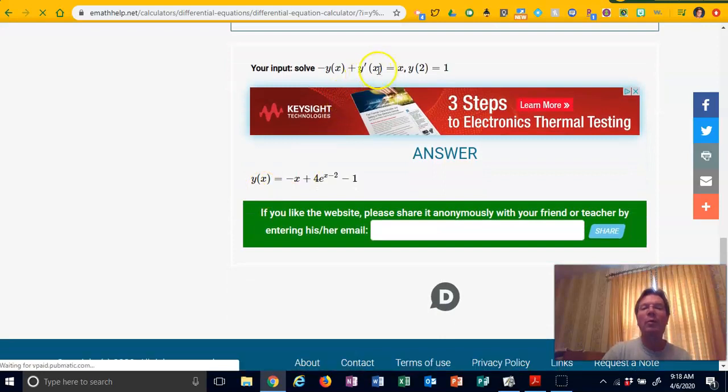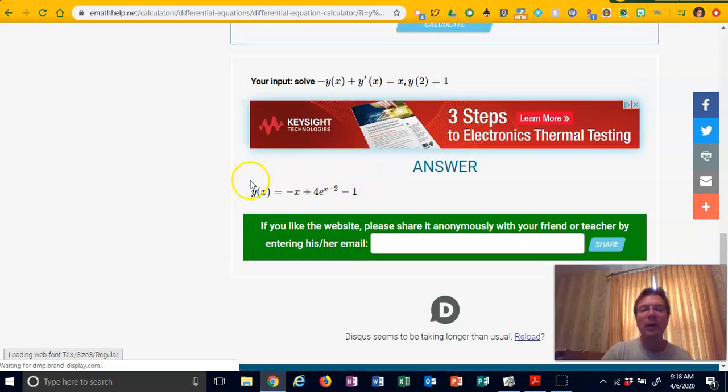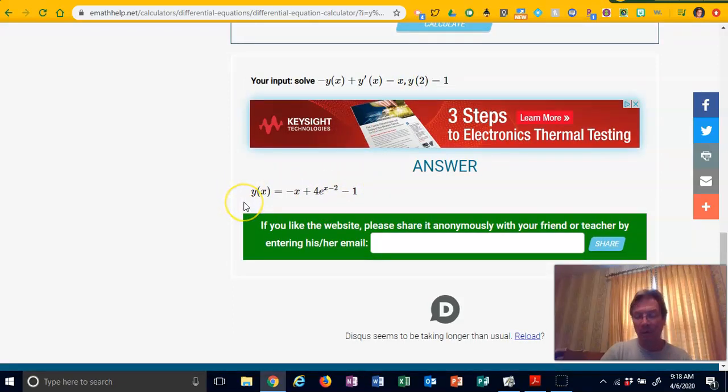All right, so it wrote it really weird here, but it knows that if I added y to both sides here, it would say that y prime is equal to x plus y. And here's what it gives us for a solution. All right, it says that y equals negative x plus 4e to the x minus 2 power minus 1. All right, I'm going to take that and graph this in Desmos now.